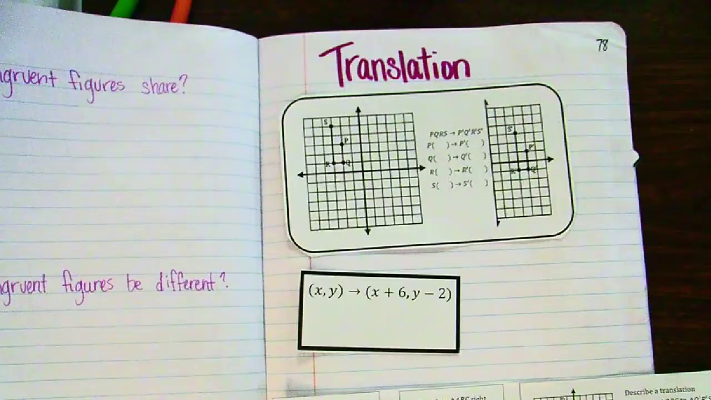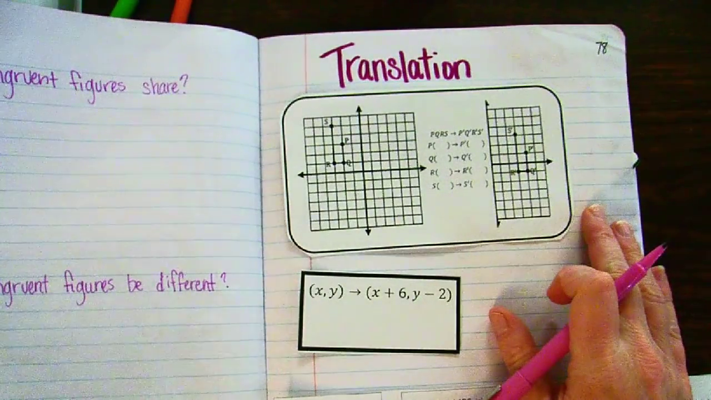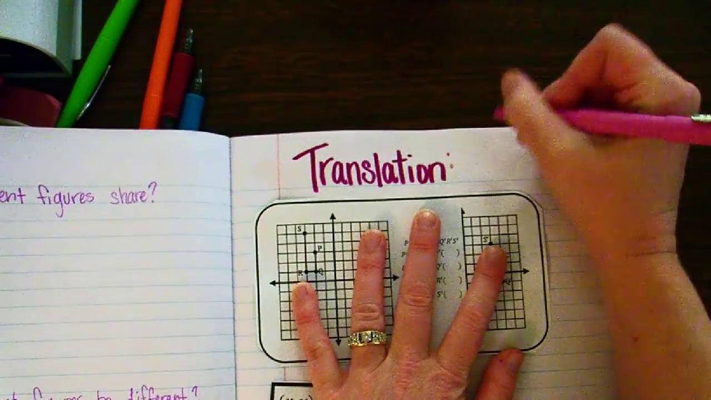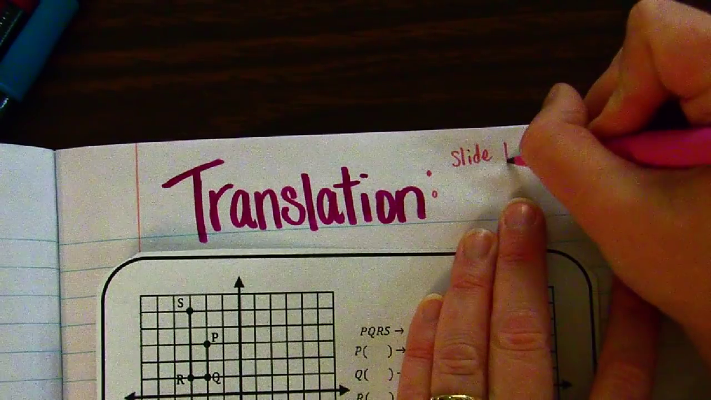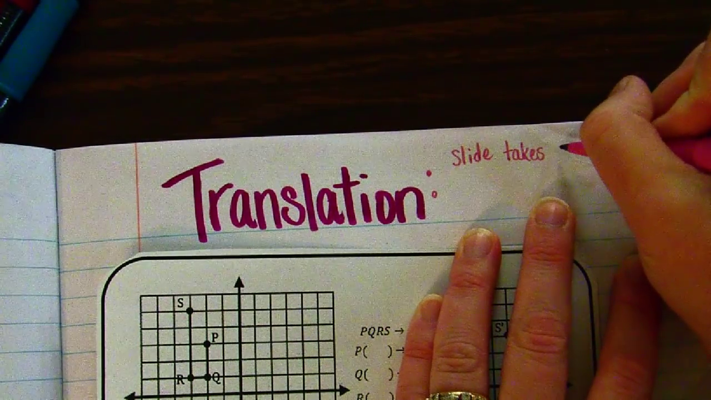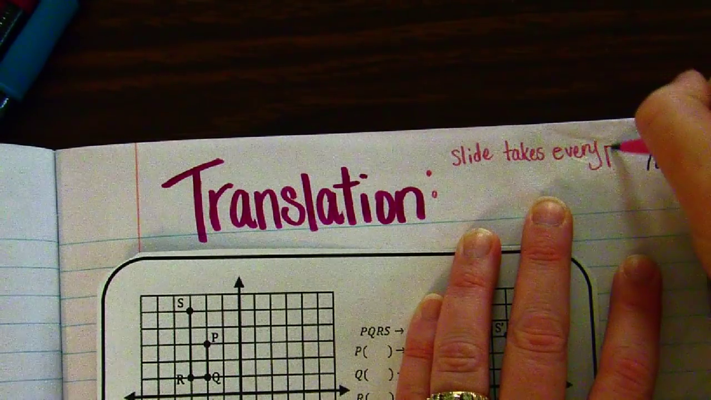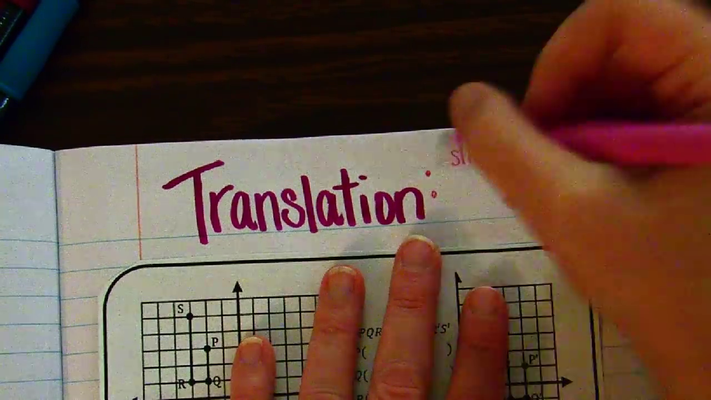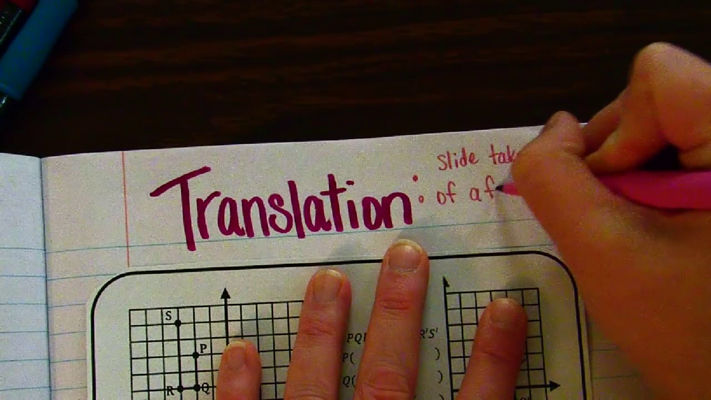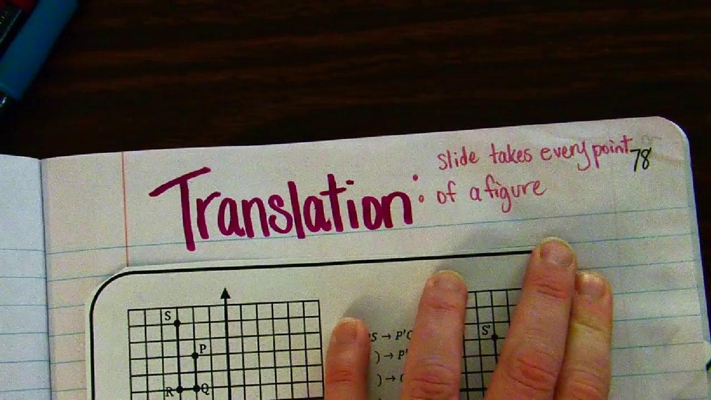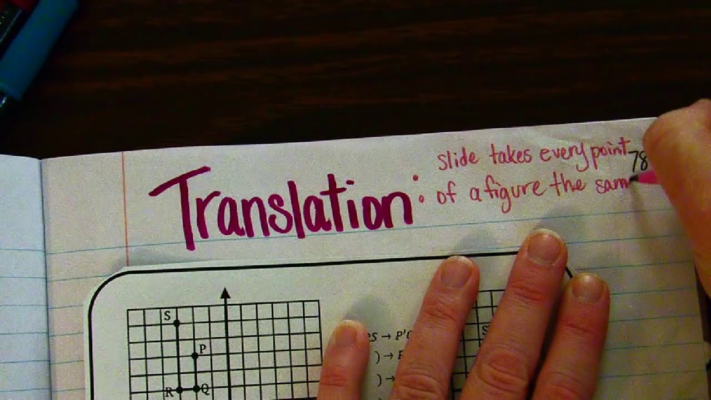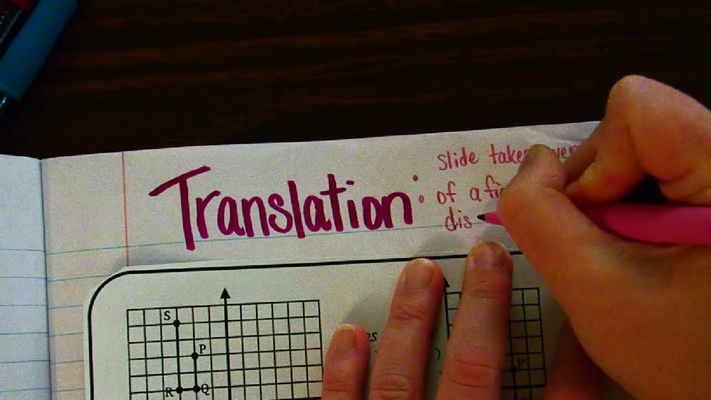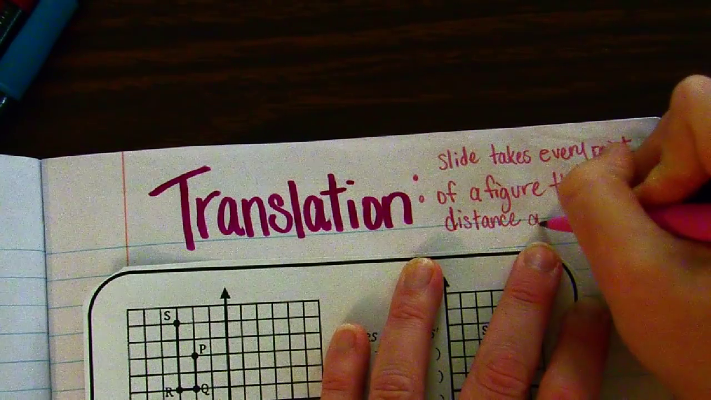So a translation is a slide that takes every point of a figure the same distance and direction.